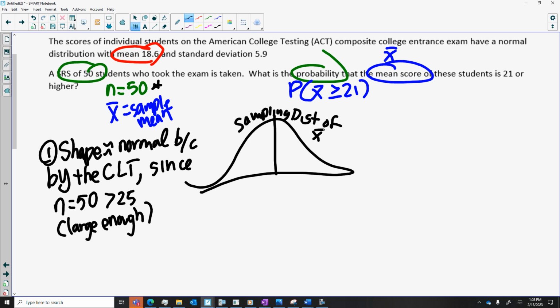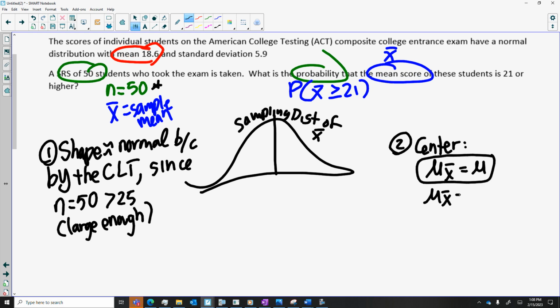Now let's do mu sub X bar, the center. The center will be centered at the true parameter. Mu sub X bar will equal mu. So the mean of the population was 18.6, so this will also be centered at 18.6.